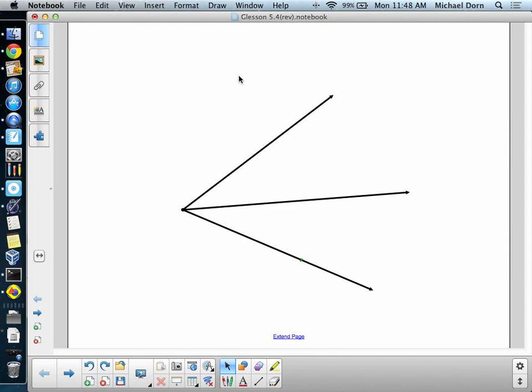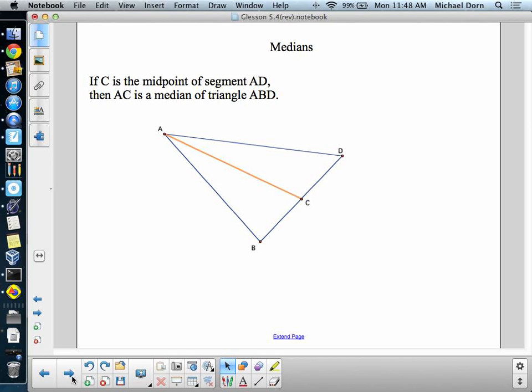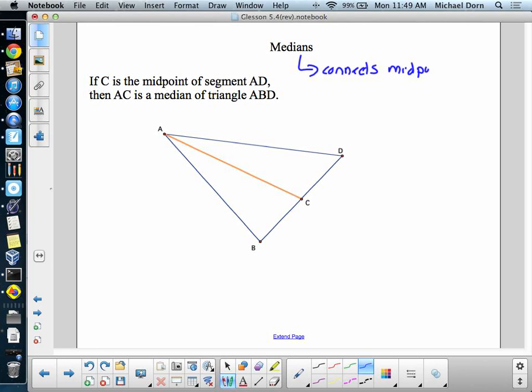All right, so that was angle bisector. Today, we're going to work on median. Now, a median is a segment that connects a midpoint to a vertex. This is a median.